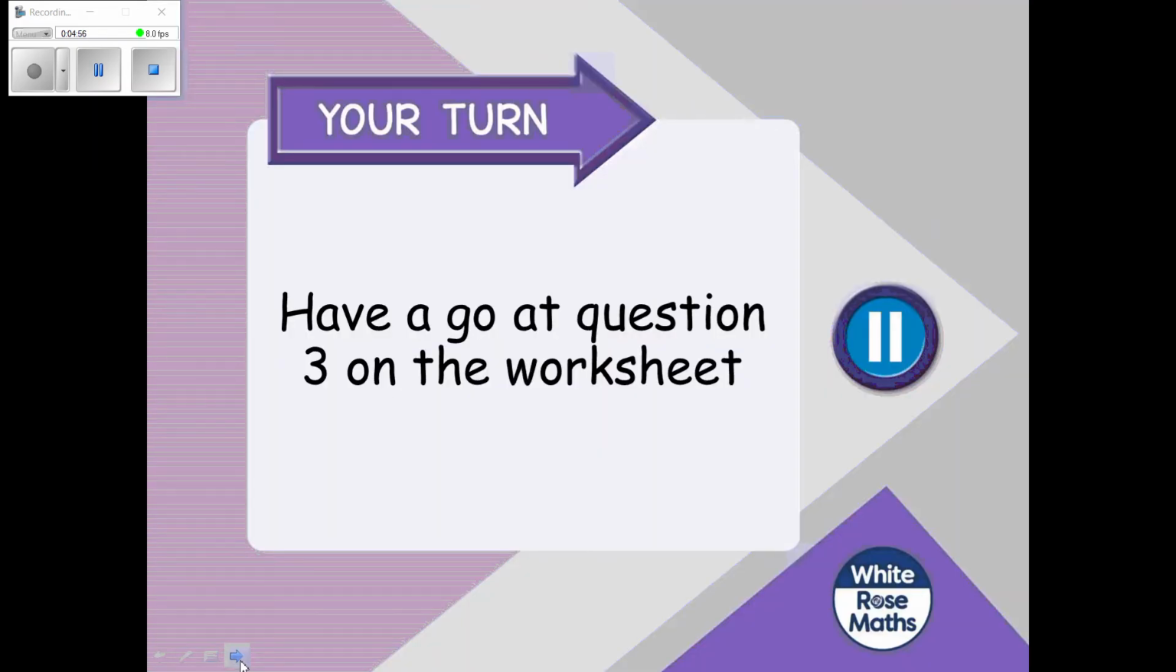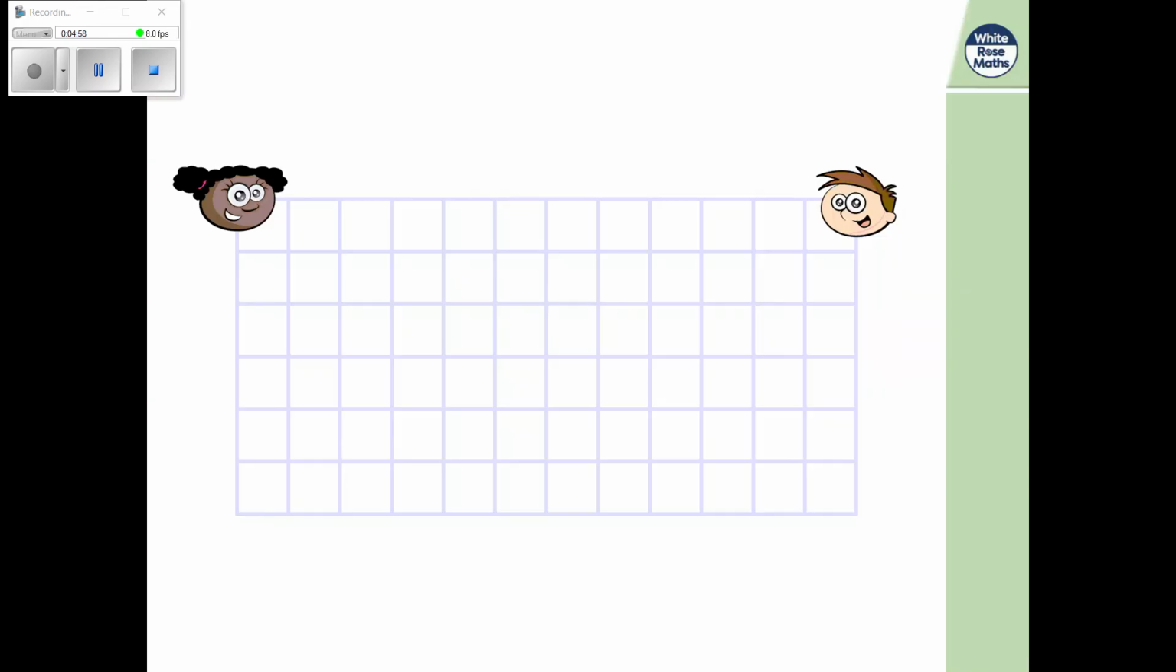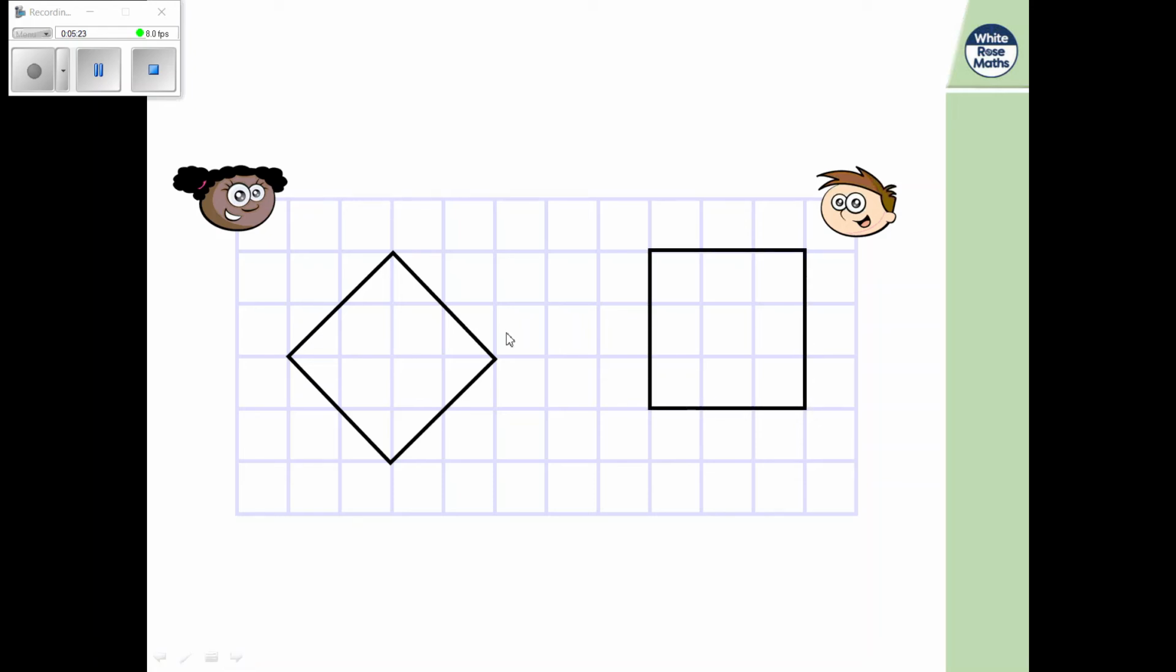Okay, so now we're going to look at another question on your worksheet. So we have a grid here, which is going to help us when we're drawing our 2D shapes. As long as you have a ruler and a pencil as well, it will be a lot simpler by using these little squares to help you draw those shapes. Here we go. So she has drawn a square, but she's just drawn it the other way around, so it also looks like a diamond. This little boy has drawn a square as well. However, his is the right way round. So now they're going to think about lines of symmetry.